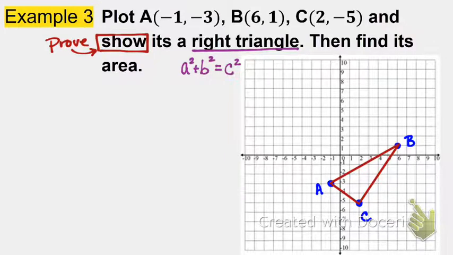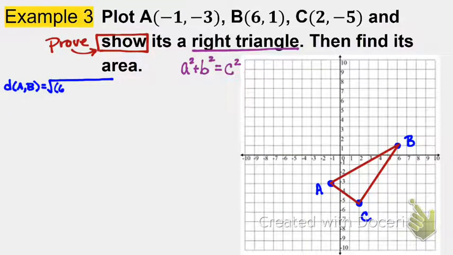So I'm going to need three distances. I need the distance from point A to point B. We're going to need the distance from B to C and the distance from A to C. So I'm going to use those ordered pairs. That helps with messing up when you're counting. Using those ordered pairs and subtracting the difference between them.